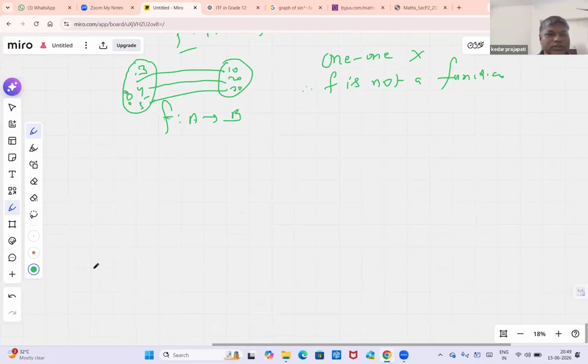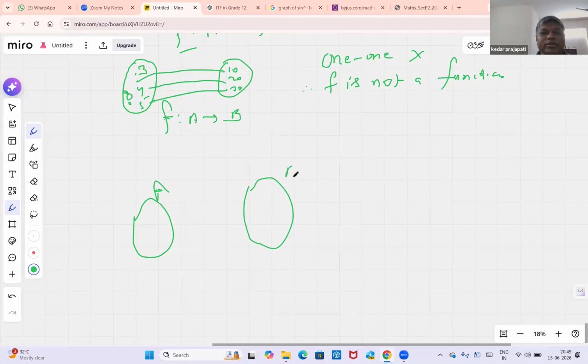Now, third example. Suppose you have A and you have B. A, B. And suppose I have 3 elements here.